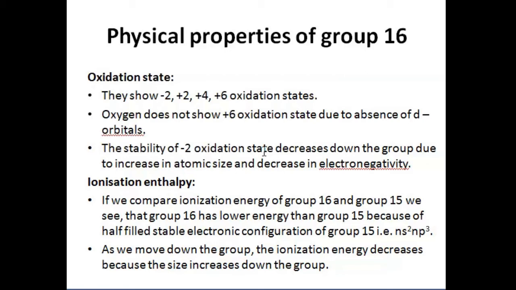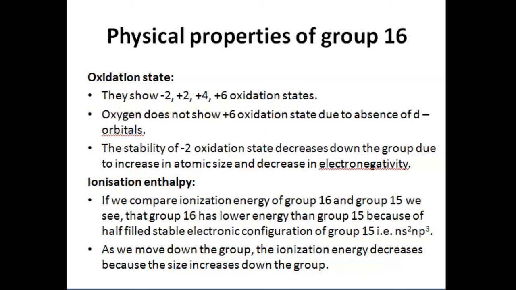The second property is ionization enthalpy. If we compare the ionization energy of group 16 and group 15, group 16 has lower ionization energy than group 15 because of the half-filled stable electronic configuration of group 15, which is ns2 np3. As we move down the group, the ionization energy decreases because the size increases.